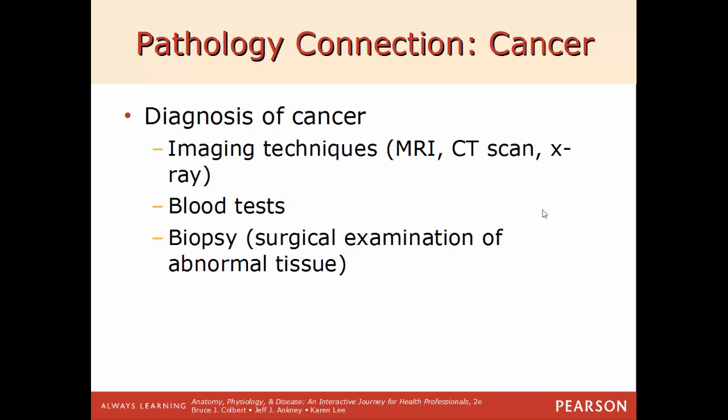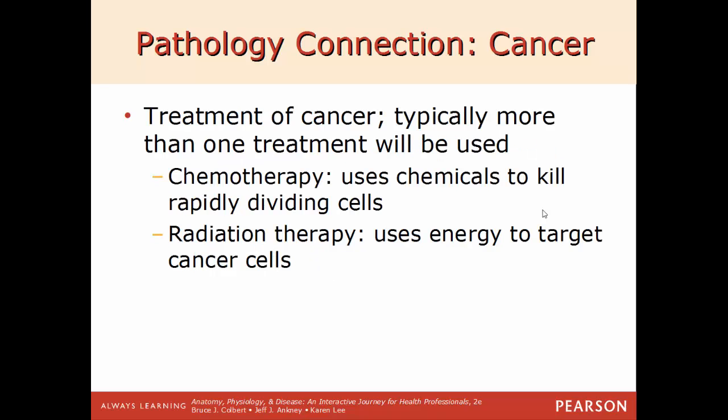Now, ways to diagnose cancer: various imaging techniques, MRIs, CT scans, X-rays, various blood tests, and of course biopsies, the surgical examination of tissue that's been removed to examine under a microscope. Treatments of cancers: usually more than one type will be used depending on how advanced the stage is. Chemotherapy: chemo is a reference to chemicals, so using chemicals to treat rapidly dividing cells. Also radiation, using energy to target cancer cells.